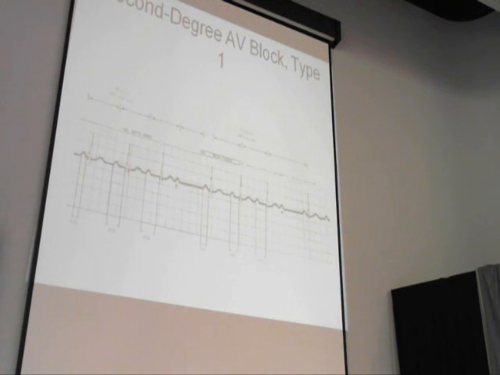Progressive lengthening of your PR interval till wham, or bam, as everyone would say. You have a P wave, it's not followed by a QRS.